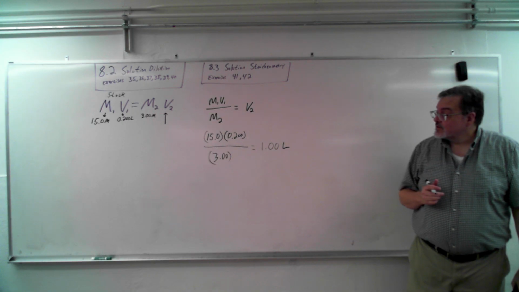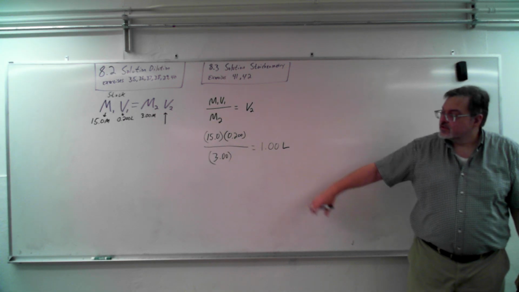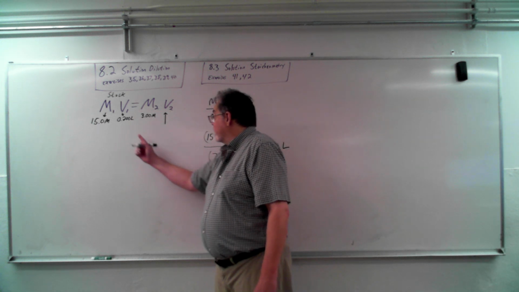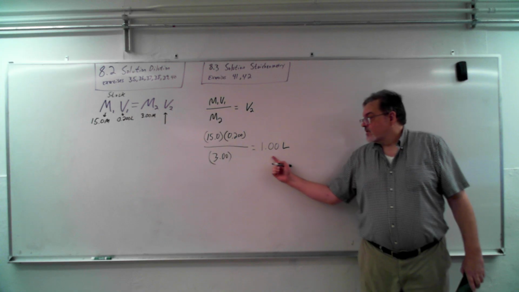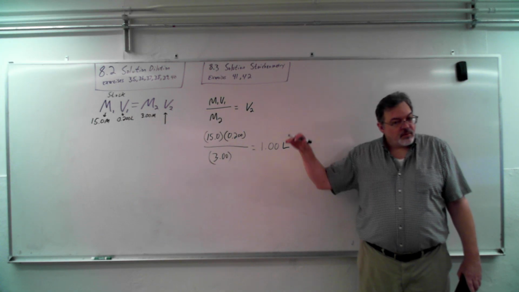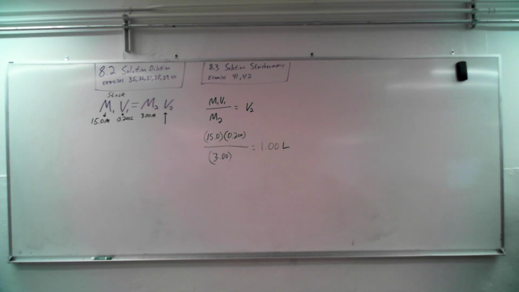Some questions will ask you how much pure solvent had to be added to create this, just as a secondary question. But you can see that if you had 0.2 liters, that means you've got 0.8 liters of pure water that was just added to this to bring it up. I have two of these in the back of the chapter that we can look at.